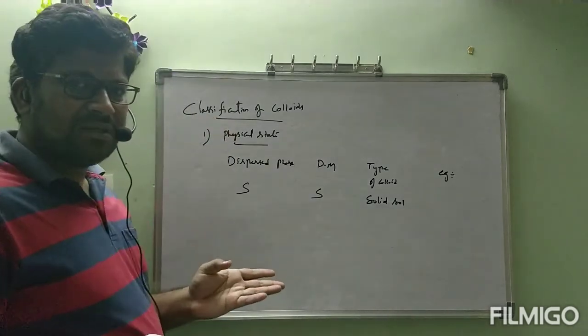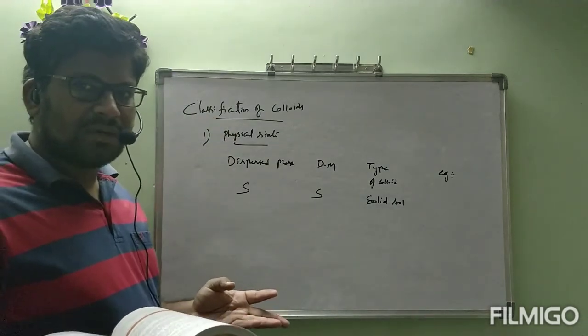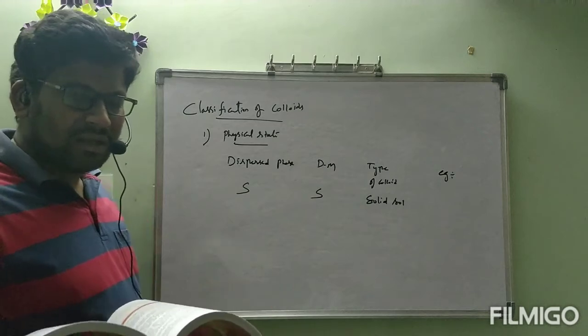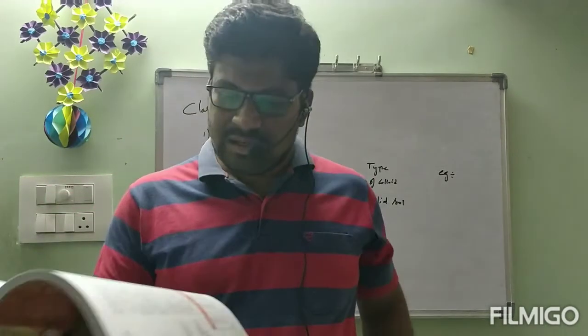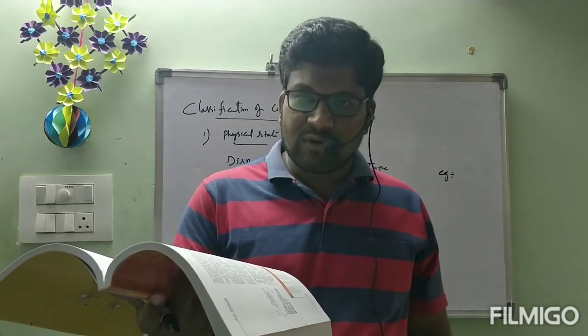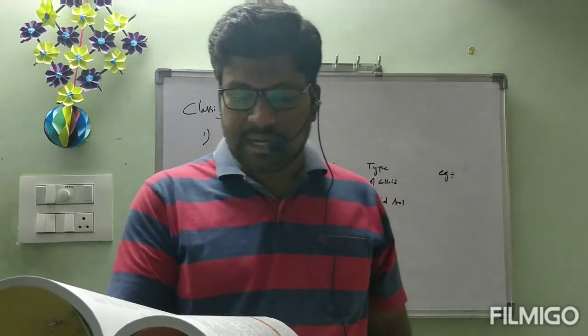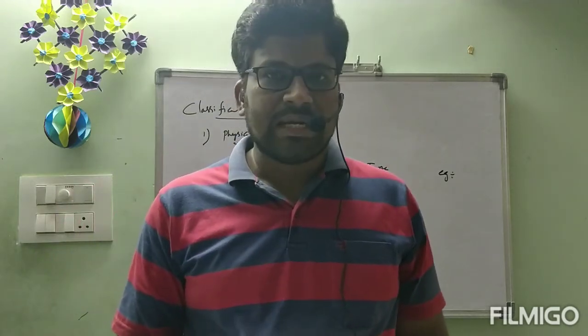Everything no need to write, ma. Just once refer to the textbook, it will be okay. While I am saying that, once open your textbook and see every line. Now, dispersed phase solid, dispersion medium solid, type of colloid solid sol. Example, some colored glasses and gemstones.